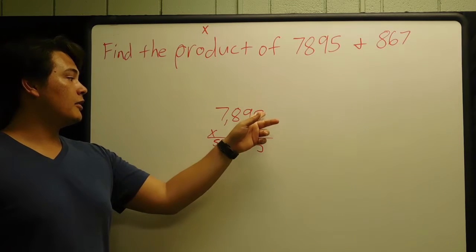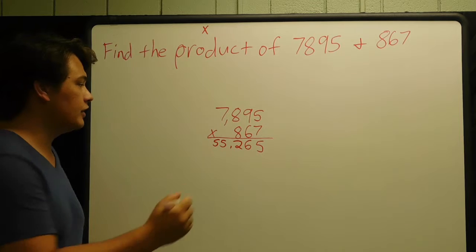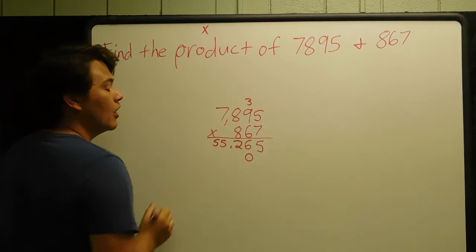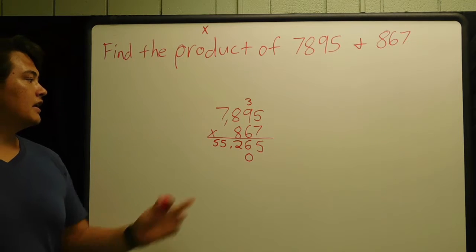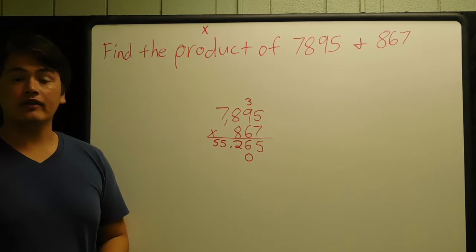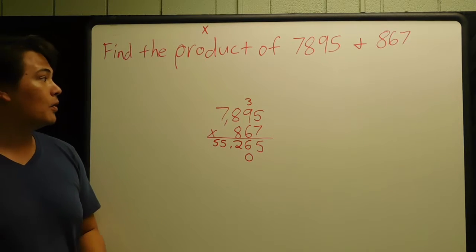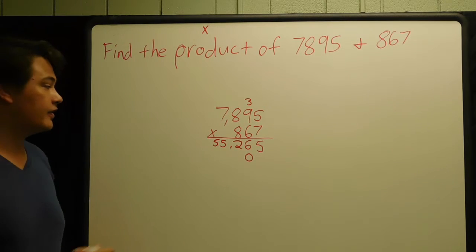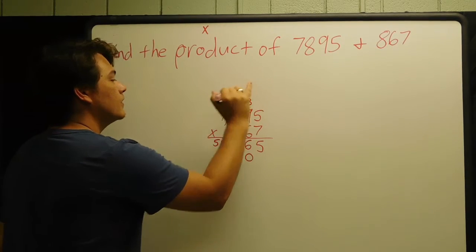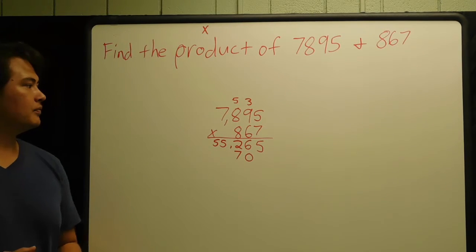So 6 times 5 is going to give me 30. So I'm going to place the 0 here and put the 3 over the 9. Next is going to be 6 times 9, which is going to give us 54. 54 plus 3 gives us 57, so I'm going to put the 7 here and put the 5 over there.